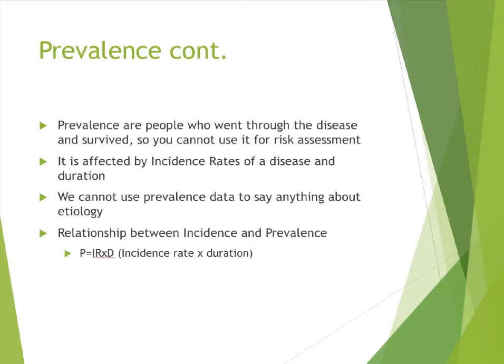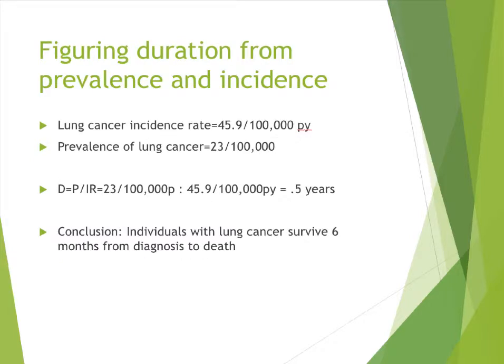Prevalence as a measure cannot tell us anything about the cause or etiology of disease. We do not know the onset of disease like we did with incidence, so we cannot identify the cause. How long a particular disease lasts will affect our prevalence. You can see that by examining the equation shown on the bottom, which states the prevalence is equal to the incidence rate times duration. The longer the duration, the higher the prevalence. So how do we figure out the duration of the disease when we know the incidence rate and the prevalence?